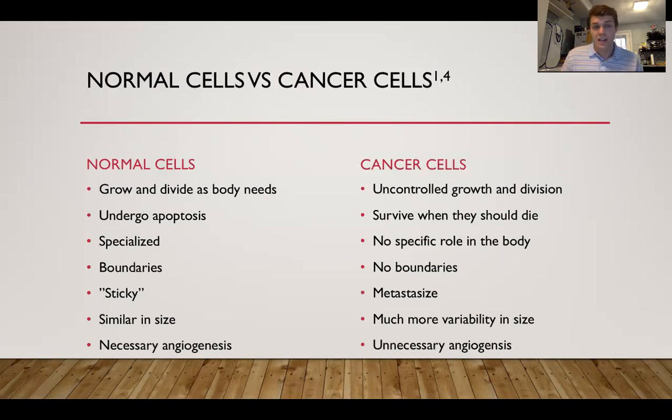Normal cells are sticky, meaning they stay in the same place, whereas cancer cells have the ability to spread or metastasize. Normal cells are very similar in size, and cancer cells are much more variable. Normal cells also undergo necessary angiogenesis, meaning that the blood supply is brought to these cells when it's needed. And cancer cells don't need a blood supply, but they do force healthy normal cells around them to provide them with a supply of blood and nutrients unnecessarily.